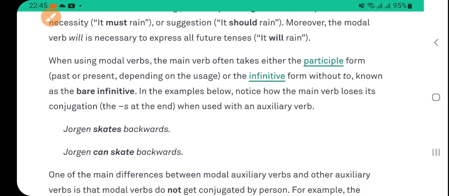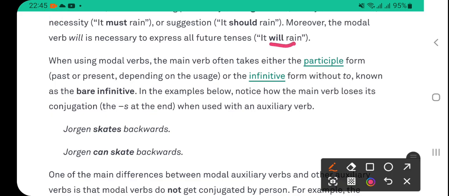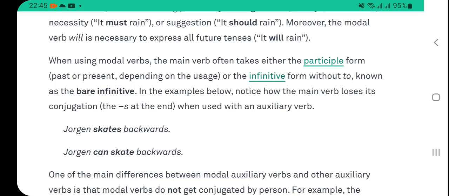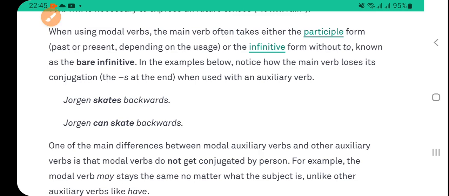Moreover, the modal verb will is necessary to express the future tense, right? So will and shall are used for the future tense. When using modal verbs, the main verb often takes either the participle form, right?